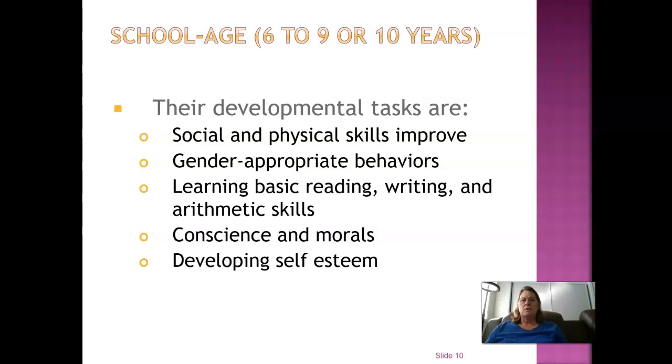So then we get to school age, and that's from 6 to 9, 6 to 10, somewhere in there. Developmental tasks, their social and physical skills are improving. They're starting to do gender-appropriate behaviors. They're learning basic reading, writing, and arithmetic skills. They are developing a sense of a conscience. They have morals. Their ethical behavior is starting to really show at this point, and they are developing their own self-esteem.